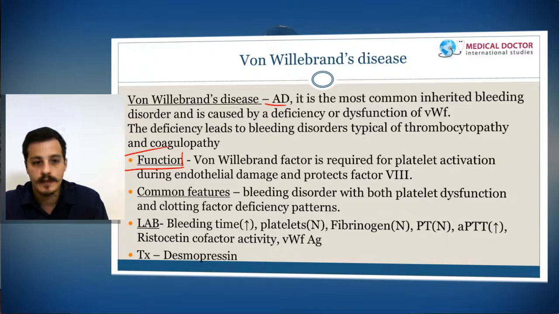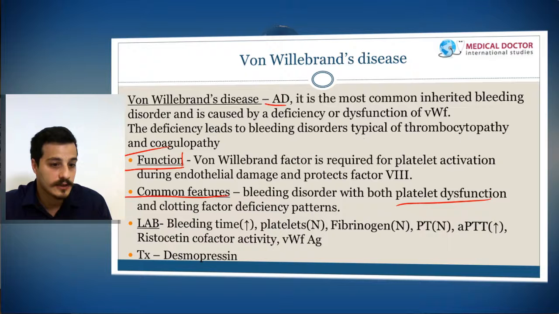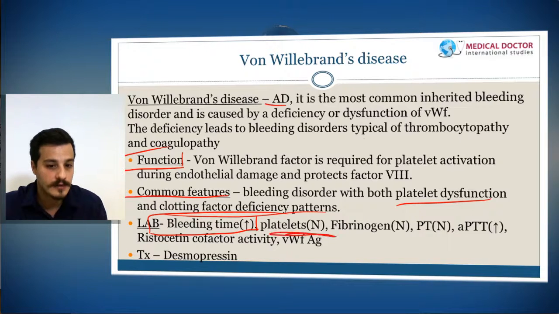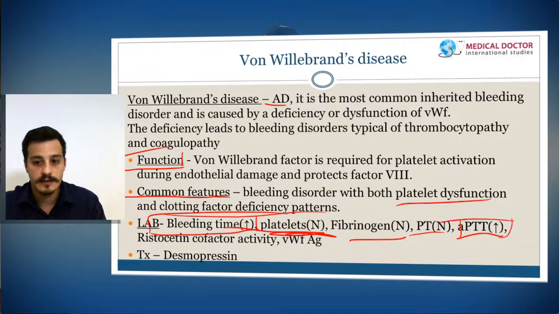and this is how it affects the coagulation pathway. Now, the common features is, as we said, can be a bleeding disorder with both patterns of platelet dysfunction and clotting factor deficiency. And the bleeding time is going to reveal just that. So we're going to have increased bleeding time. But because we're talking about thrombocytopathy, the platelet number is going to be normal. Fibrinogen won't be affected, neither would PT. And APTT is usually the one that would be elevated in this disorder.